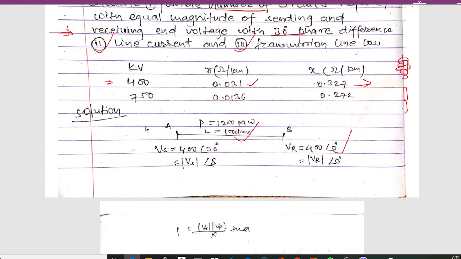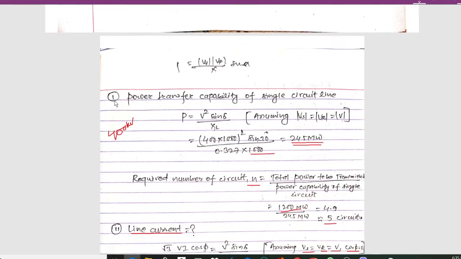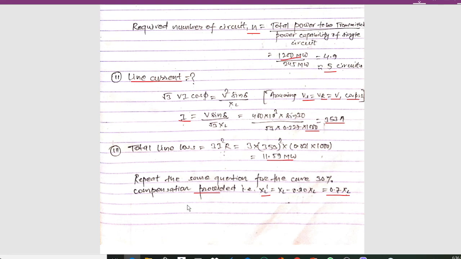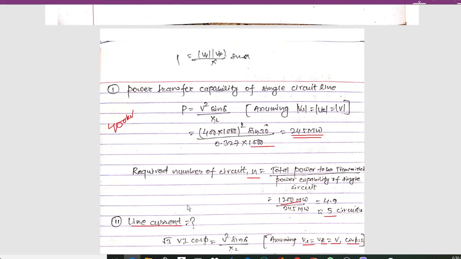We will repeat the process for 750 kilovolt. Sometimes in the questions there will be 30% compensation provided. For that case we can use XL dash equals XL minus 0.30 XL, which means 0.7 XL. So in place of XL we will use XL dash, and we will repeat the same process to calculate all the parameters if 30% compensation is provided. In this way you can calculate similar types of numericals.